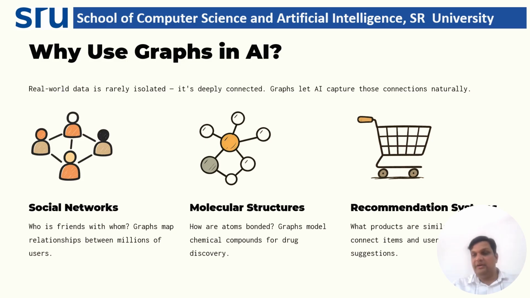Real world data is rarely independent, it's connected. Graphs are useful in social networks, molecules in chemistry, and recommendation systems. In all these cases, relationships matter as much as the data itself.